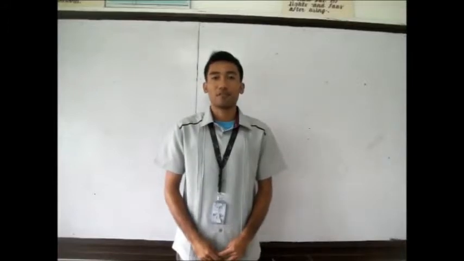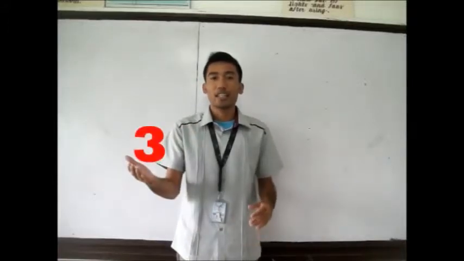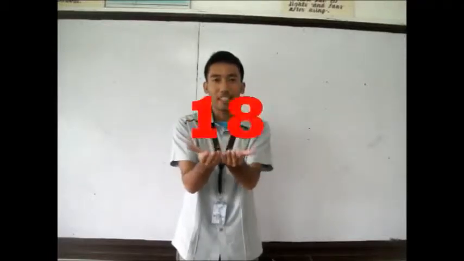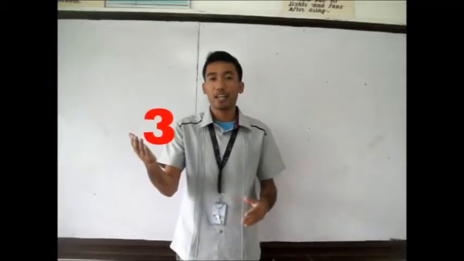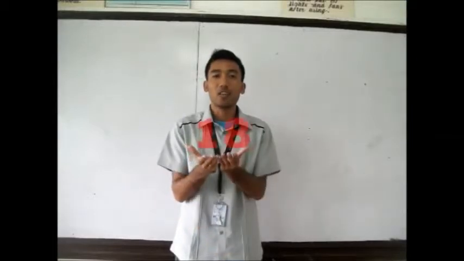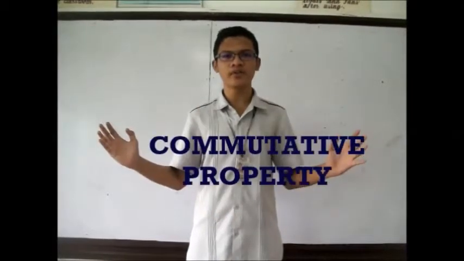Another example, 3 times 6 is equal to 18. You might also notice that 3 and 6 are real numbers, and their product is 18, which is also a real number. The next one is the commutative property.